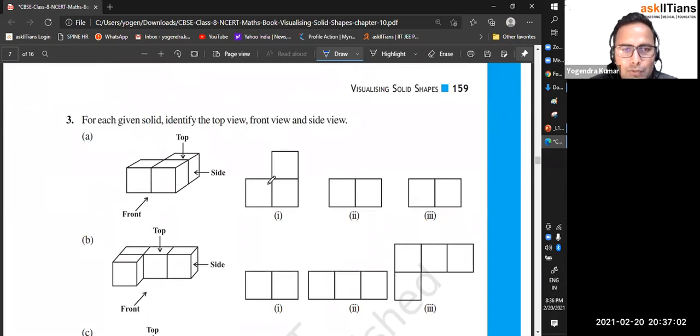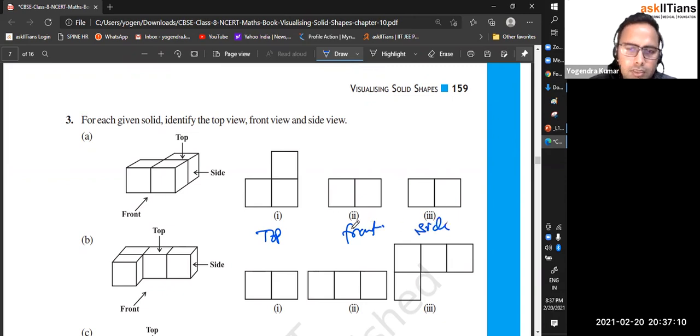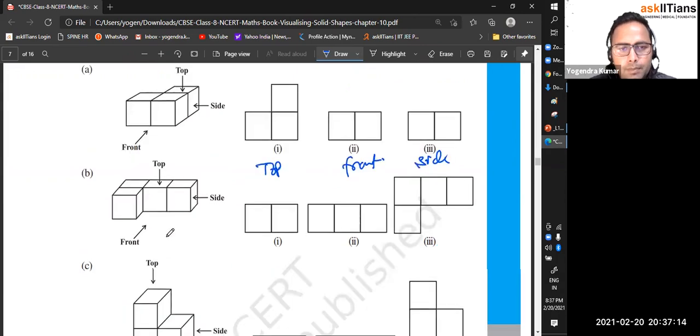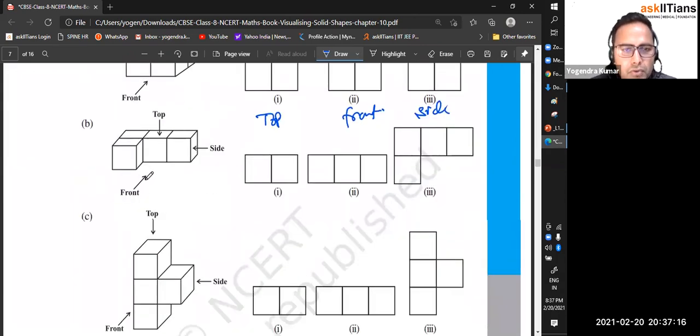Okay, what is this view? This is top view, this is front, and this is side. By the way, in these two, you can say this is side, this is front. That doesn't matter really, right? Both are same. Okay, here, front view. Okay, what about the side view? This is side view. Front view will be this one. And this is our top, right?